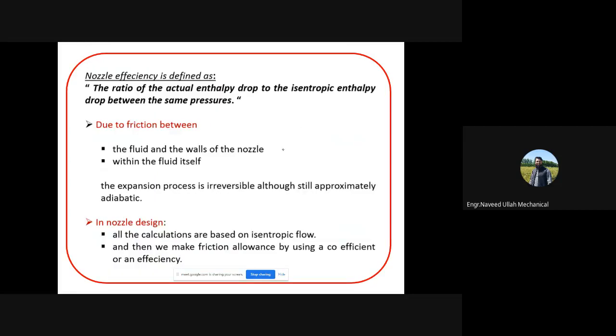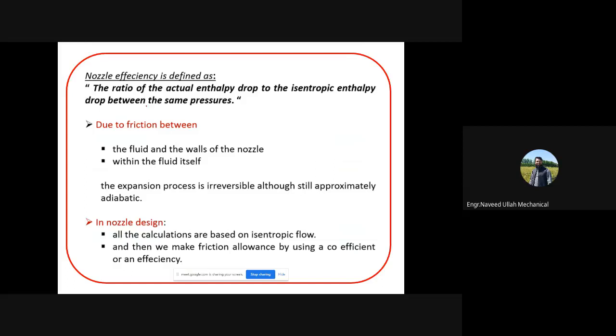Then after that, let me summarize. Under and over expansion case for the convergent nozzle and convergent divergent nozzle, okay. If the back pressure value is less than the critical pressure, we have the under expanded case, and if the back pressure value is greater than the critical pressure or the design value, that is over expansion, and in between these two we have the right amount of expansion.